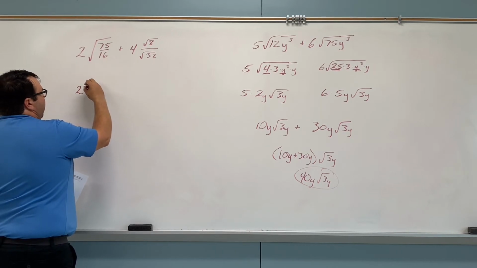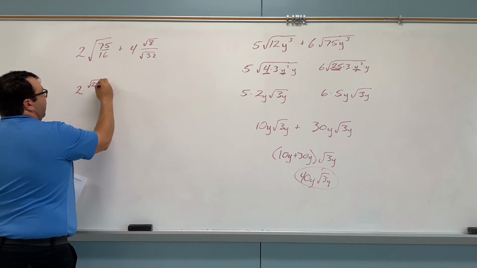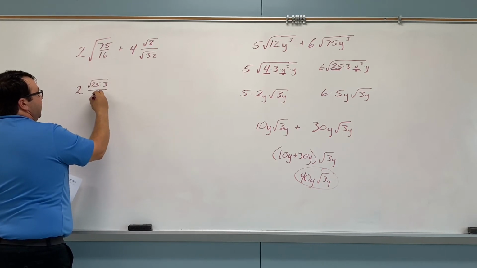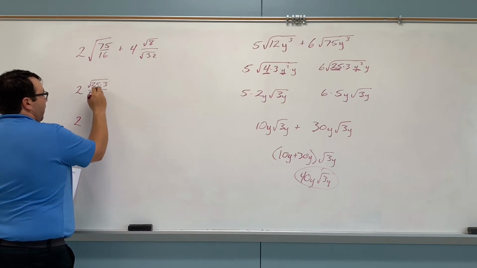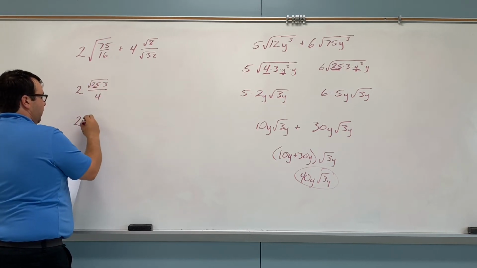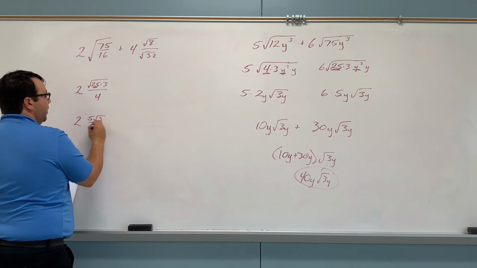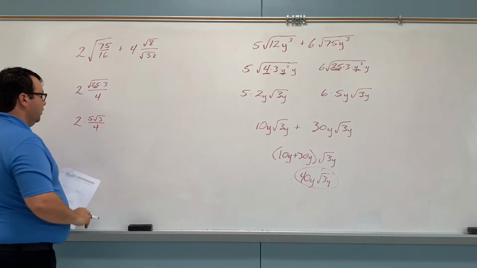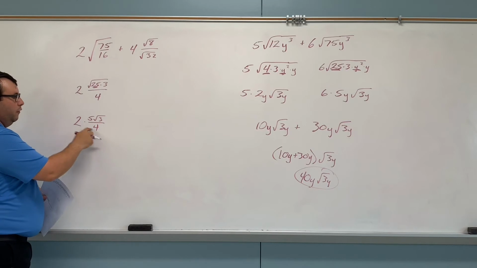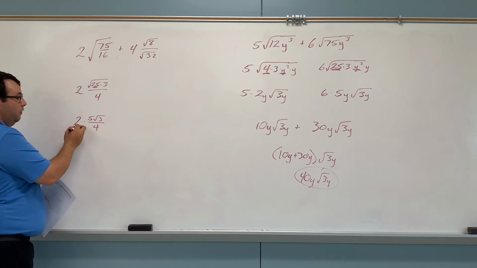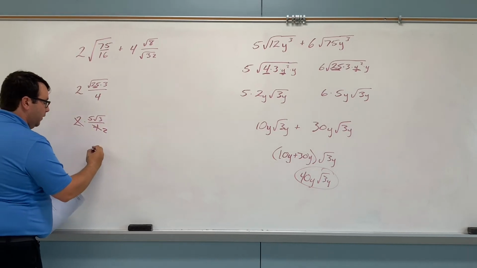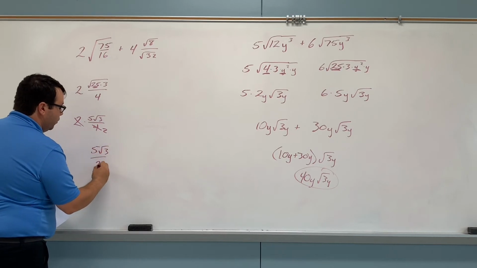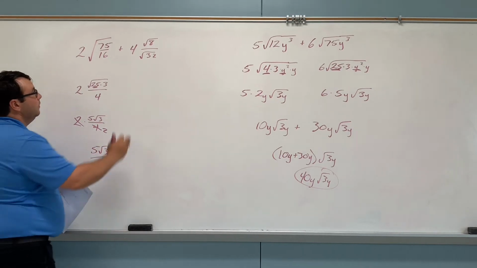Square root of 75 can break down into 25 times 3. Square root of 16 is 4. So I have 2. I can pull out a 25 here. So that's going to be 2, 5 radical 3 over 4. This 2 and 4 can simplify because this is like 2 over 1 technically. So 2 and 4 can simplify. That leaves you a 2 in the denominator. So that is 5 radical 3 over 2. I am adding.